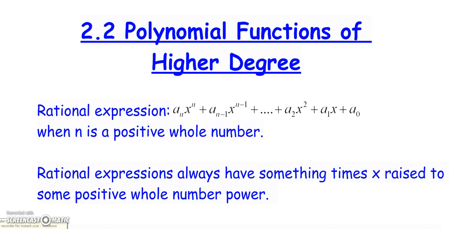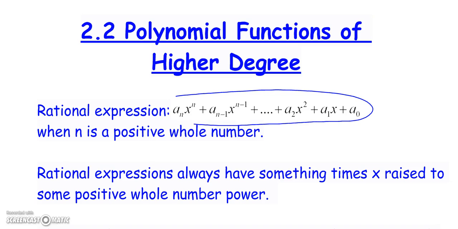Welcome to our second section of the year, Polynomial Functions of Higher Degree, section 2.2 in your notes. What we're working on here is essentially rational functions and rational expressions. And when you hear the word rational in math, it just means you're going to have x raised to some whole number exponent. So the mathematical way to write out a rational expression is this right here, and of course if you wanted to make it a rational equation, you just set it equal to 0.